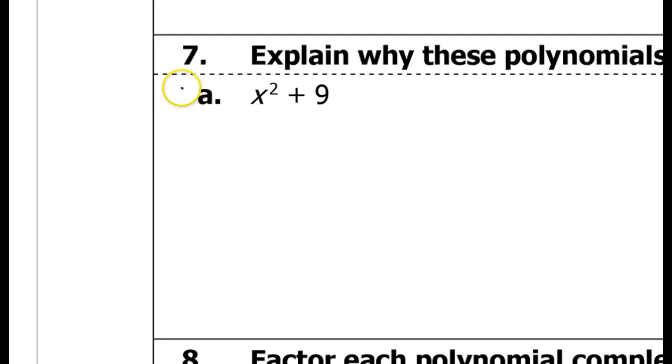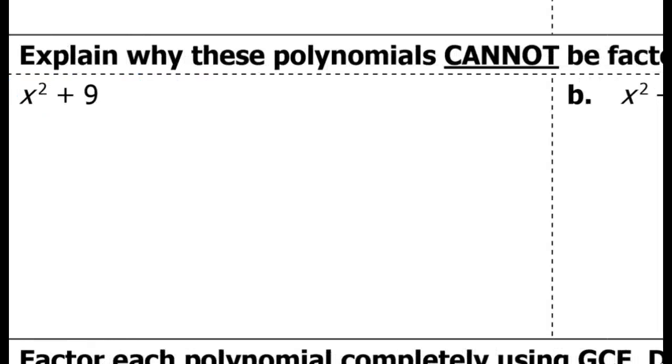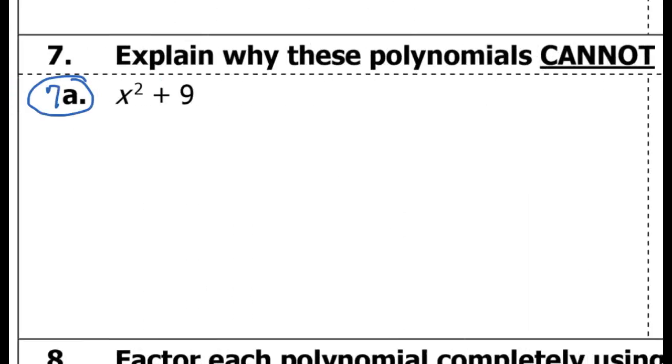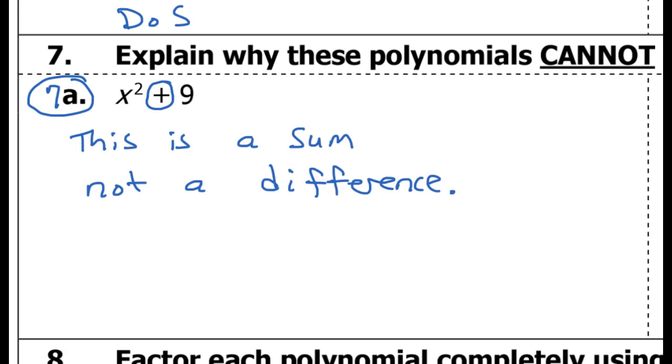Alright, for number 7a, we have to explain why this polynomial cannot be factored using the difference of squares pattern. Well, the D in DOS stands for difference. Difference means subtraction. But this problem is addition. This is the sum of squares, not the difference. So that's why it cannot be factored using the difference of squares pattern. So this is a sum, not a difference.